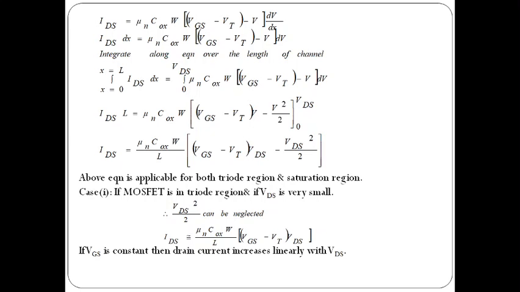If we consider the MOSFET is in triode region, then the VDS value is very small, we know. So we can neglect VDS square by 2. So IDS is almost equals to mu n Cox W by L (VGS minus VT) into VDS. If VDS is constant, then drain current increases linearly with VDS.